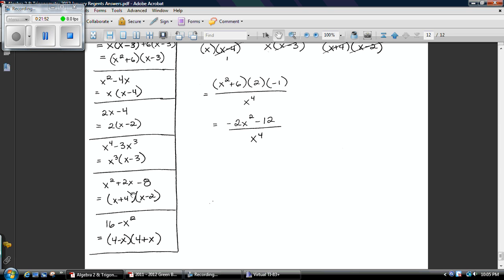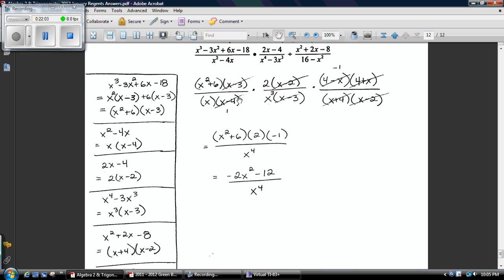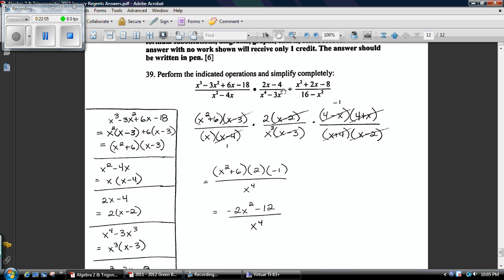Over here, this is a normal factoring problem. Find two things that multiply to be negative 8, but add to be 2. And this is the difference of two squares. Sub them all back in. It's division, so you're going to do keep, change, flip. That's why I flipped this up over there in its factored form.